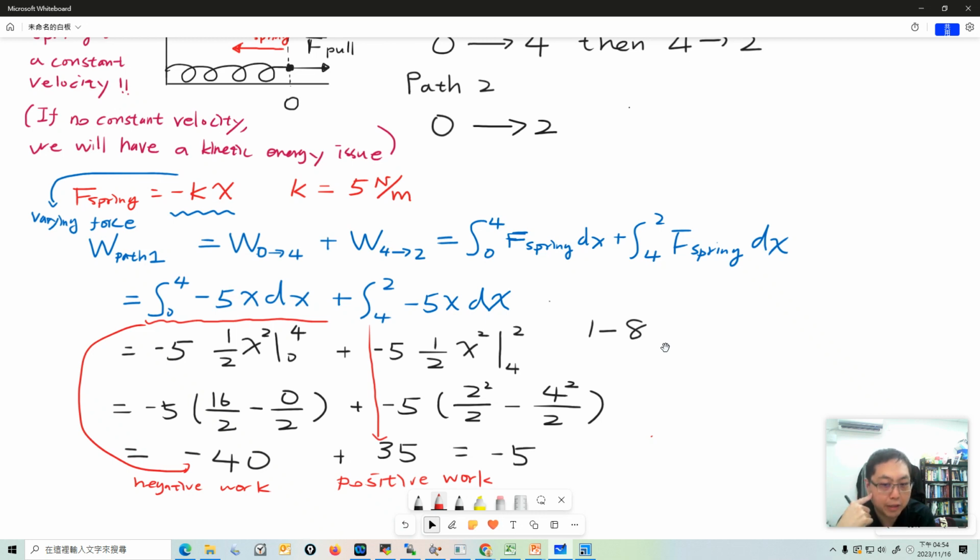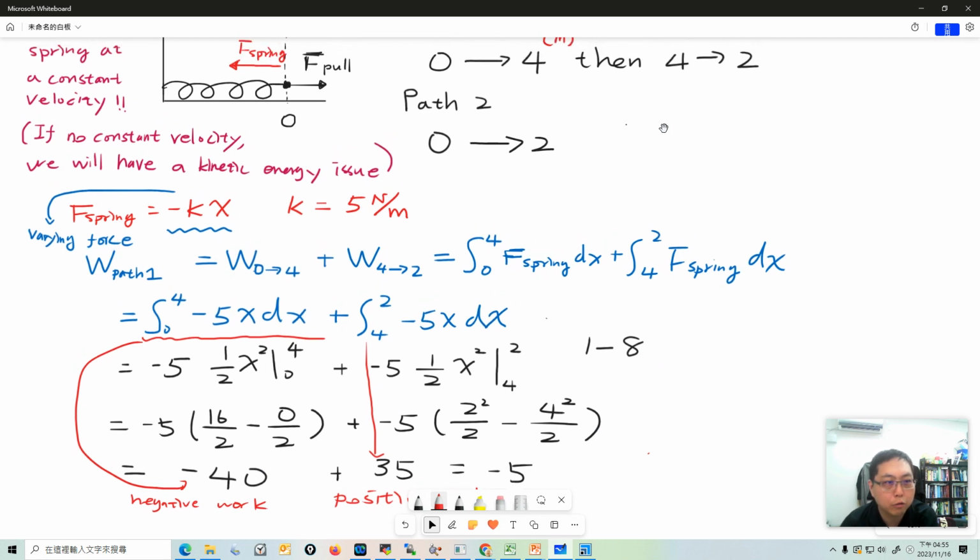At the end of this section, we will introduce another non-conservative force called friction. Friction is only negative. Friction never has positive work. So that's a feature of this conservative force: they are negative and positive, and we will demonstrate more examples about this. So for path one, the total work is -5.